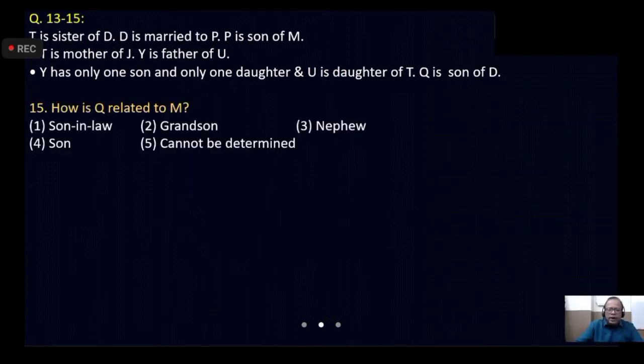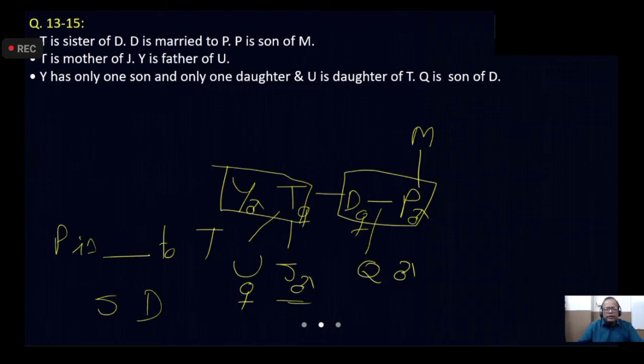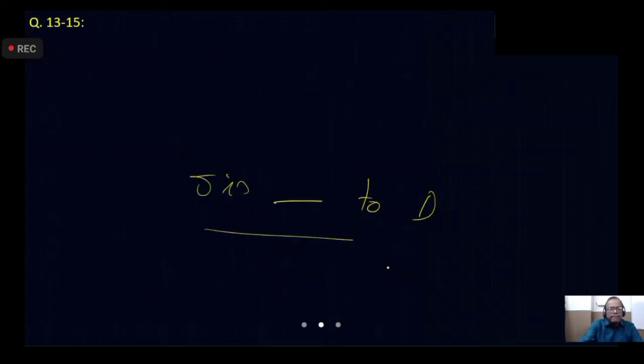Now, how Q is related to M? They are asking how Q is related to M. Grandson. Q's father's... we do not know whether M is male or female. So we do not know whether he is grandfather or grandmother to Q. But when they are asking how Q is related to M, Q is always grandson because gender is clear, male. So Q is grandson to M.